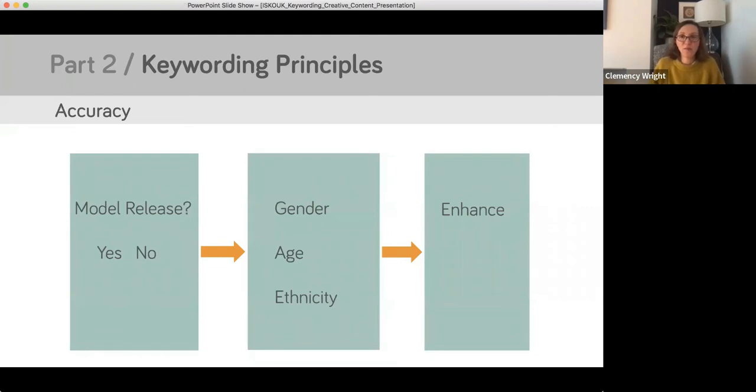So in terms of getting accurate information, we need to first of all ask ourselves, is there a model release for the person depicted? Yes or no? If there isn't, then we mustn't guess and we can't infer. If there is, then we can go through the process of adding more information, which is factually based and verified in terms of their age, their gender, their ethnicity, and then enhancing keywords through other things like what was the object that we could see, what was the setting, what were the themes, what were the concepts.